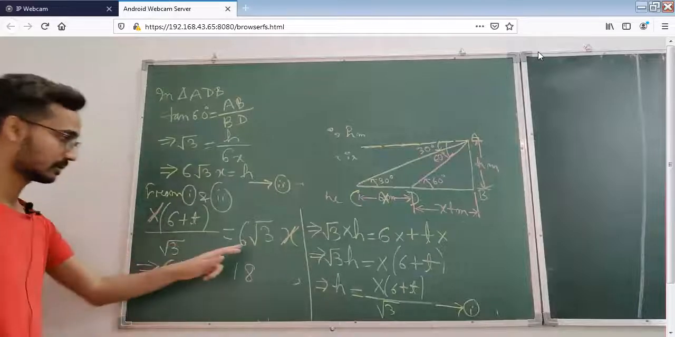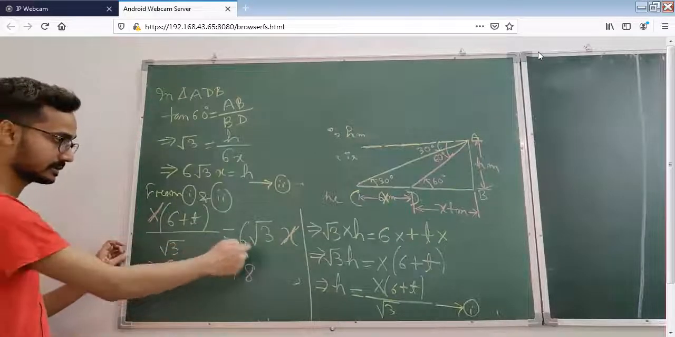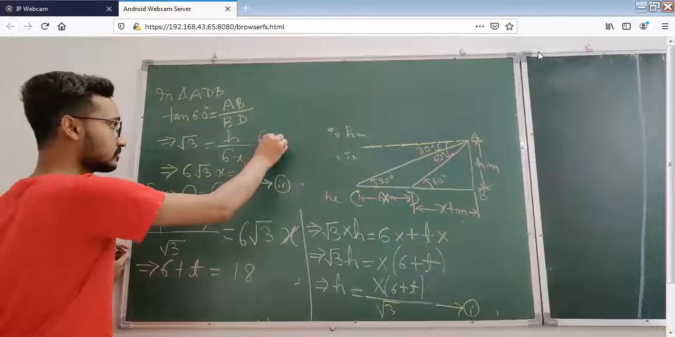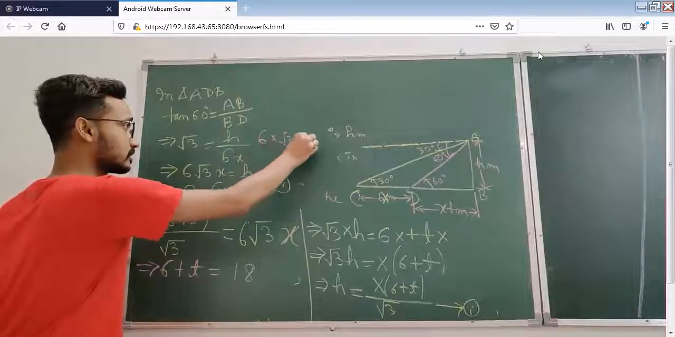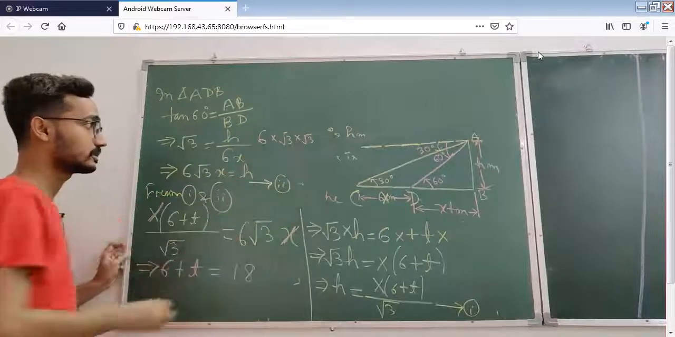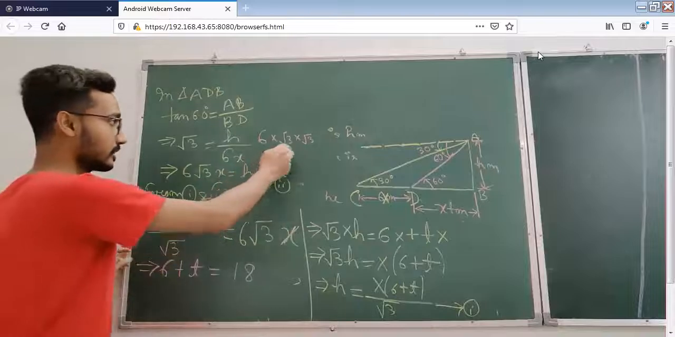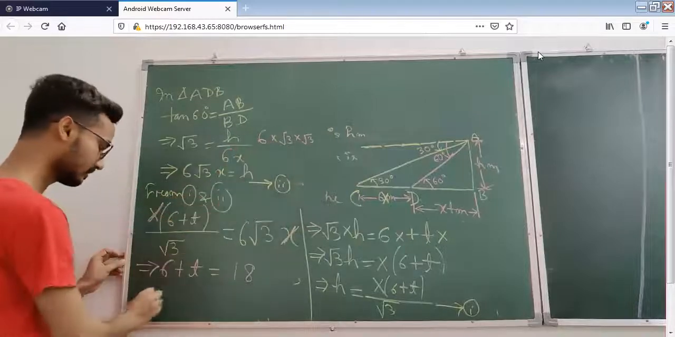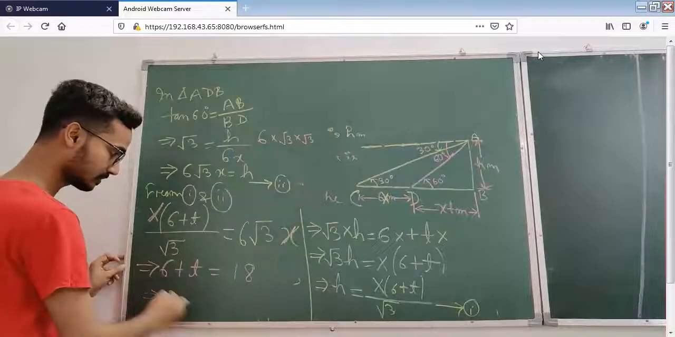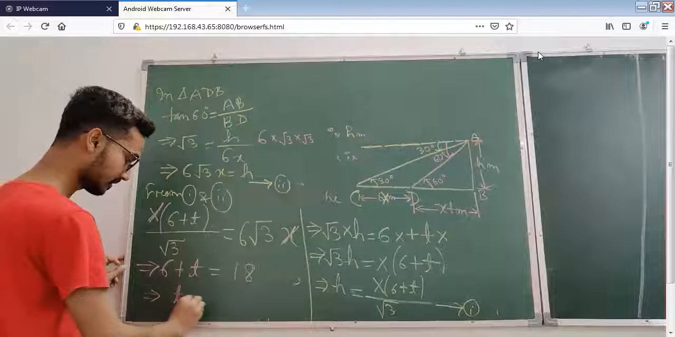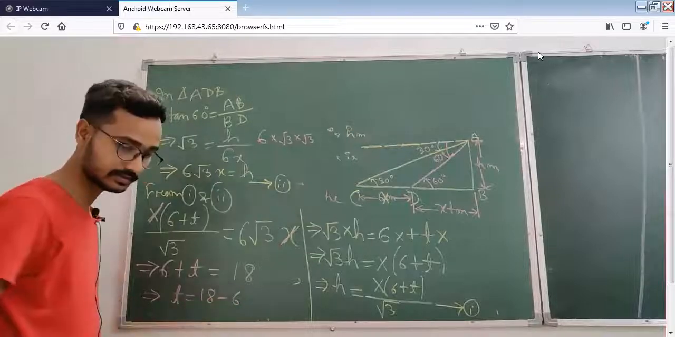Up to this clear? If you cross multiply it, it will be 6 into root 3 into root 3. Root 3 and root 3 will be root 3 square, and root 3 square is nothing but 3. So 6 into 3 is 18. Now if you take 6 to the right hand side, it will be 18 minus 6.